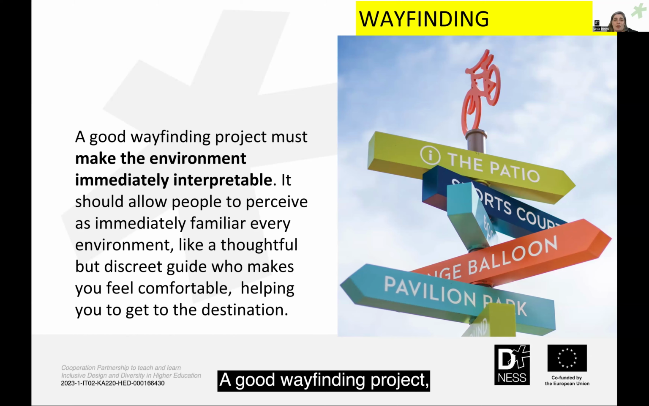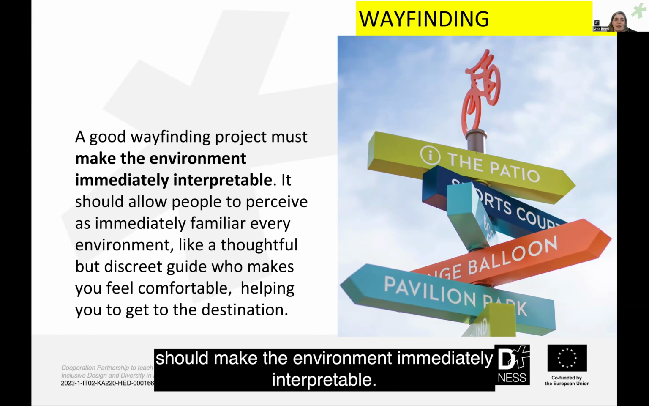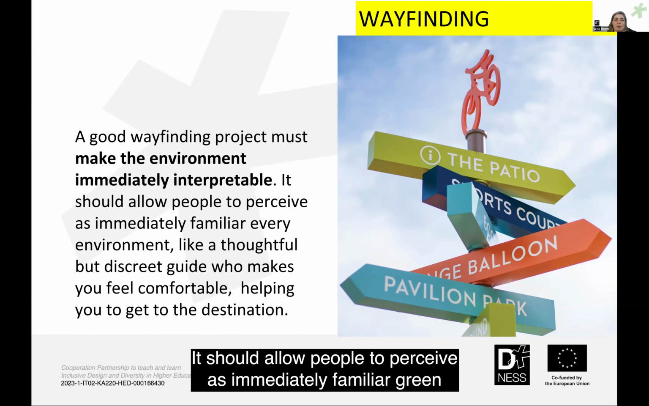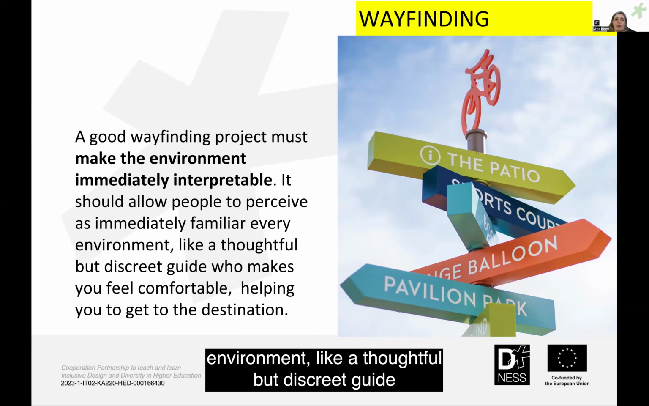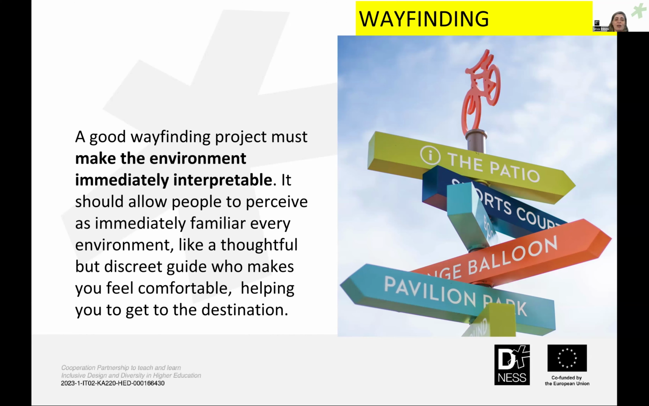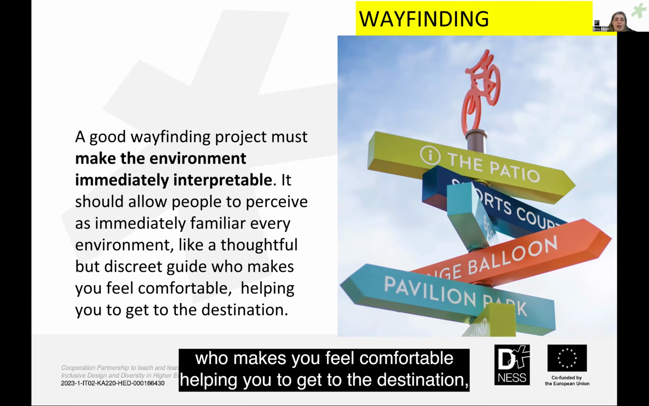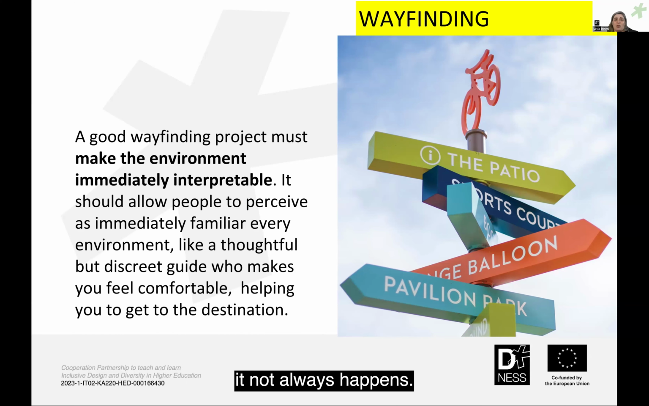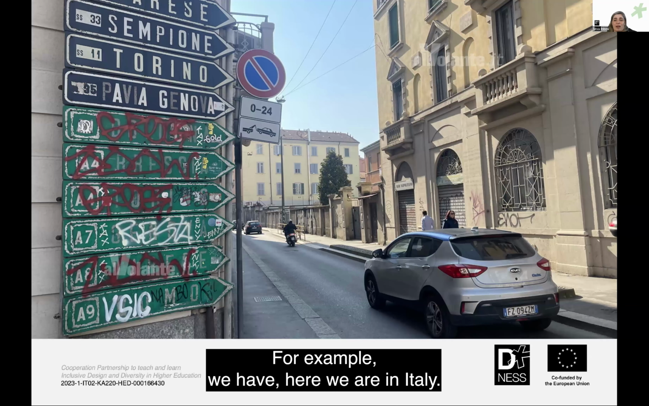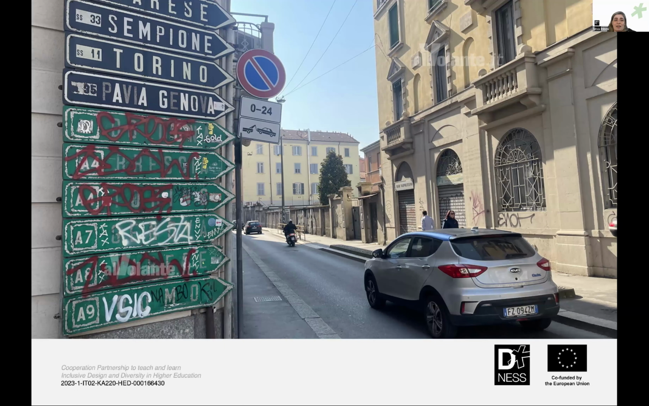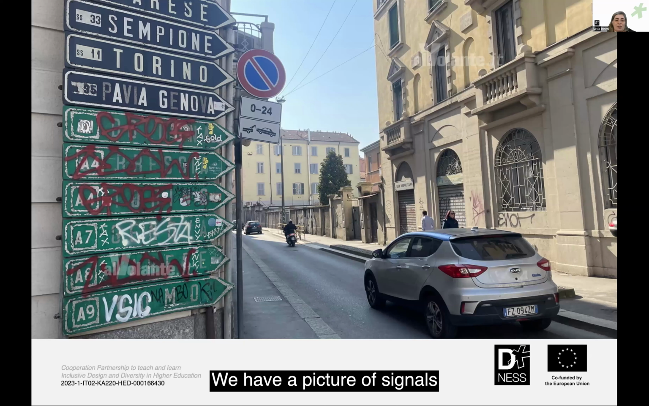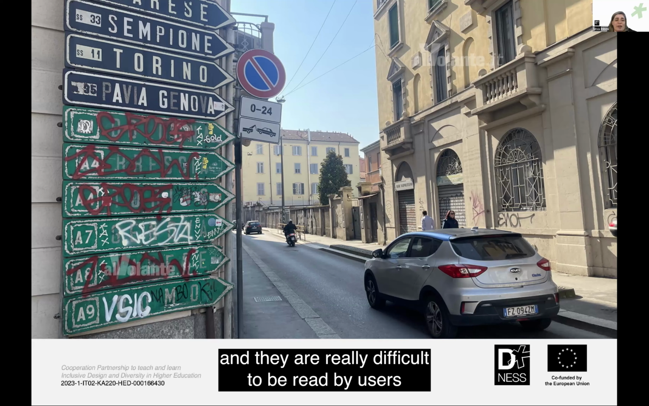A good wayfinding project should make the environment immediately interpretable. It should allow people to perceive every environment as immediately familiar, like a thoughtful but discreet guide who makes you feel comfortable, helping you to get to the destination. It does not always happen. For example, here we are in Italy. We have a picture of signals that are very old and have been damaged, and they are really difficult to be read by users.